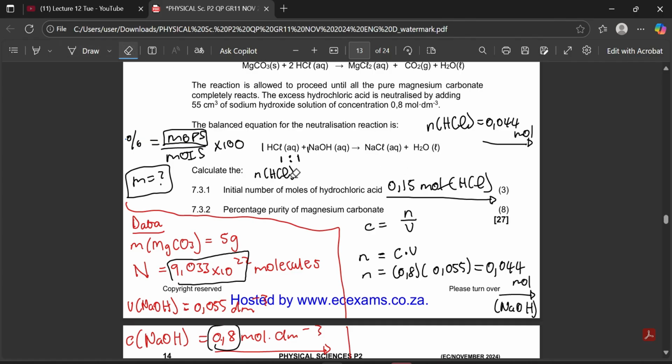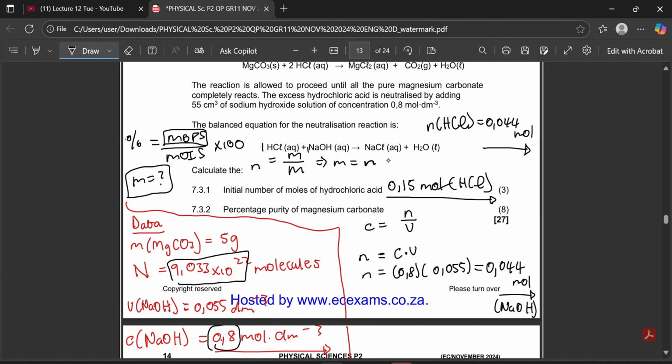So what next? Okay, now we've determined the number of moles, and what else do we need? Do we need anything? Yes, now we can get our mass. So we can say n equals m over M, and that gives me my mass equals the product of n and my molar mass.